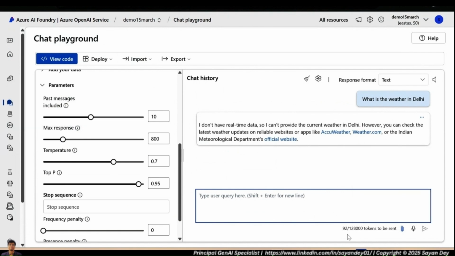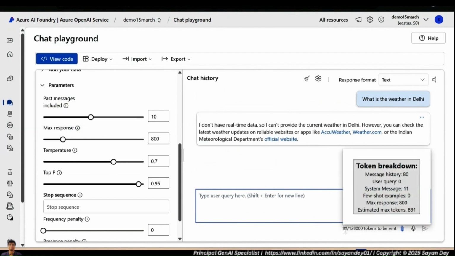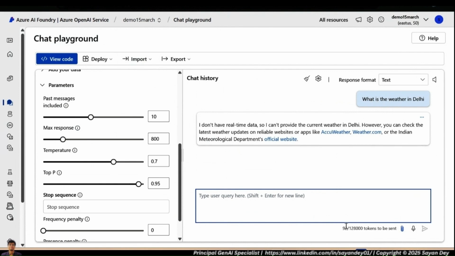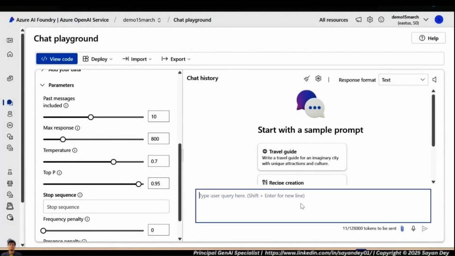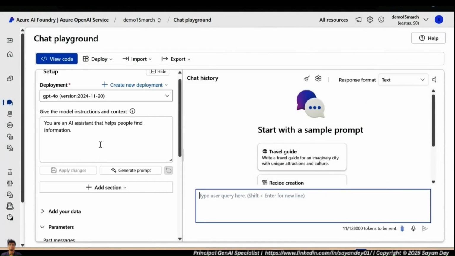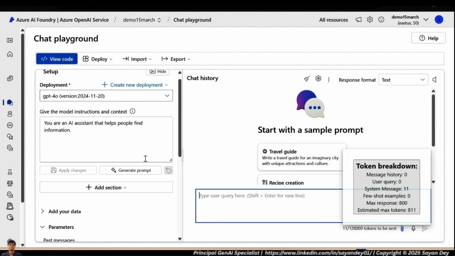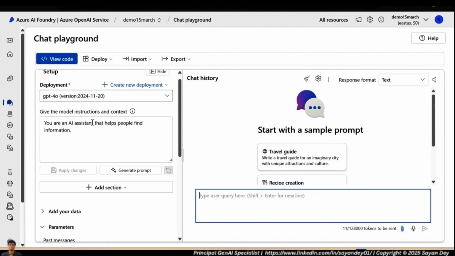You can also see the overall number of tokens getting used, your input and output together, and the total number of tokens used so far. You can also clear your chat in case you want to, and once again start typing, and you can see the total number of tokens. This is approximately the number of words: 1, 2, 3, 4, 5, 6, 7, 8, 9, 10, 11. The tokens are not exactly the number of words. They also take into account punctuation and symbols, but it's approximately the number of words.